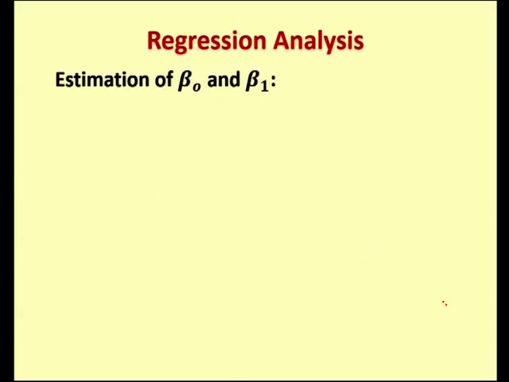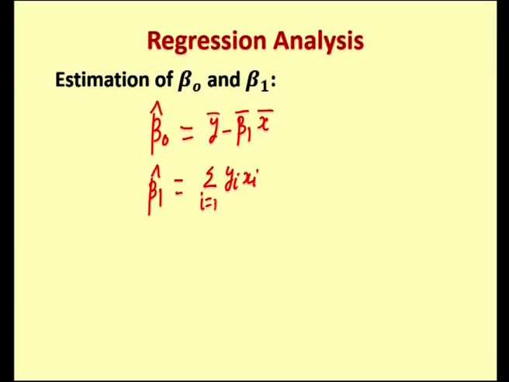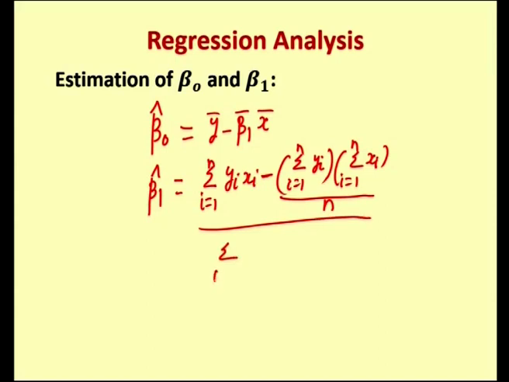Now, the solution of the normal equations is given by beta naught cap, the estimator, which is y bar minus beta 1 cap x bar, and for beta 1 the estimator is beta 1 cap, which is equal to summation y_i x_i, where the summation ranges over i equal to 1 to n, minus summation over i equal to 1 to n y_i into summation over i equal to 1 to n x_i by n, and the whole thing is divided by summation over i equal to 1 to n x_i squared minus summation x_i the whole squared by n.